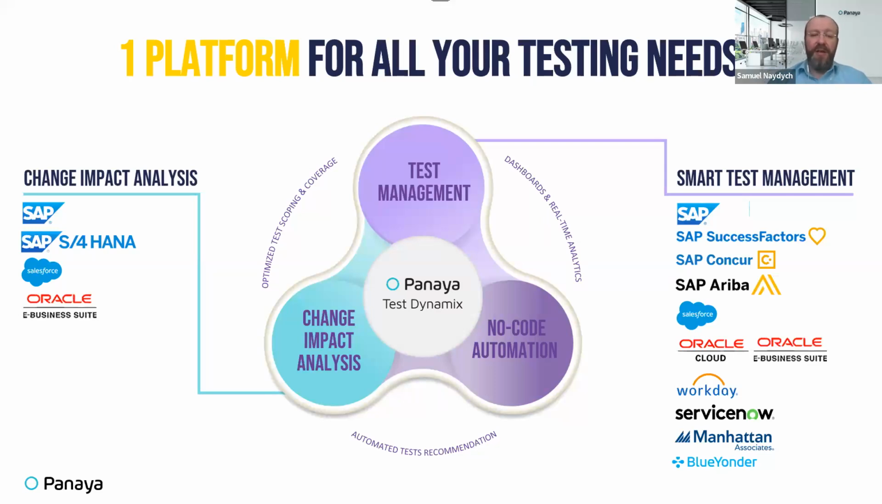The change impact analysis helps to optimize the testing by giving recommendations on what needs to be tested, and the change analysis itself is available for SAP, S/4HANA, Salesforce, and Oracle EBS systems. Test management also introduces acceleration of execution and no-code automation, powered by dashboards and real-time analytics. You can see the list of all the different applications which are tested with it by our customers.